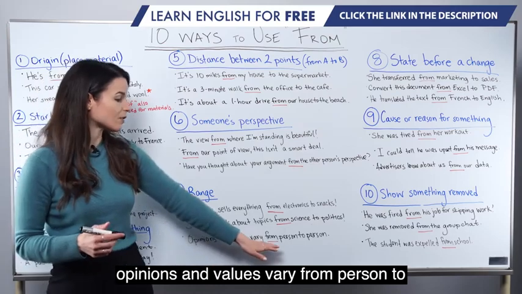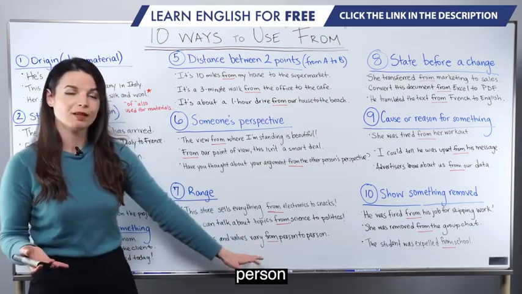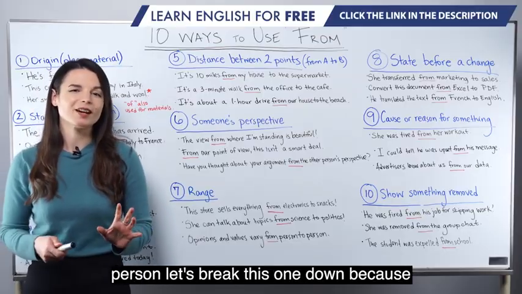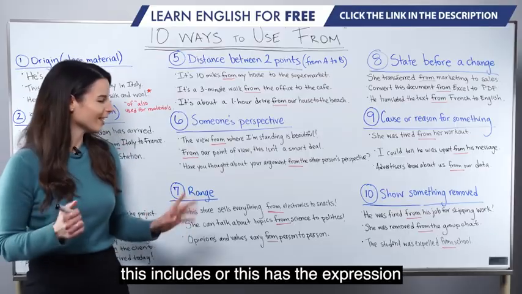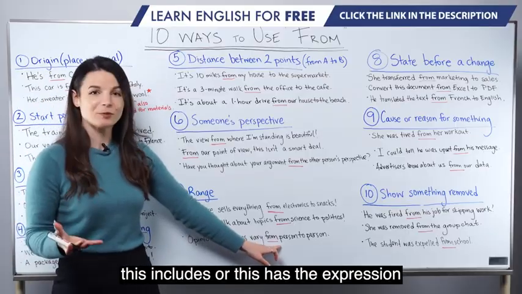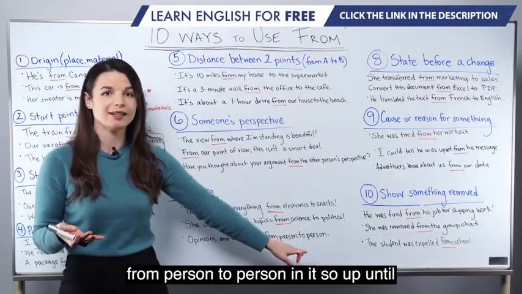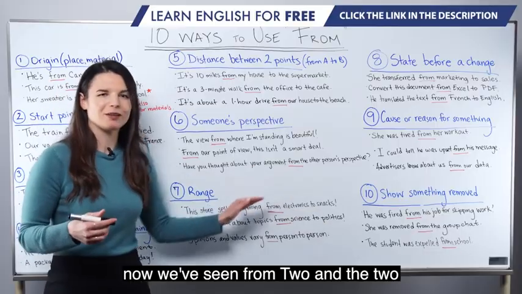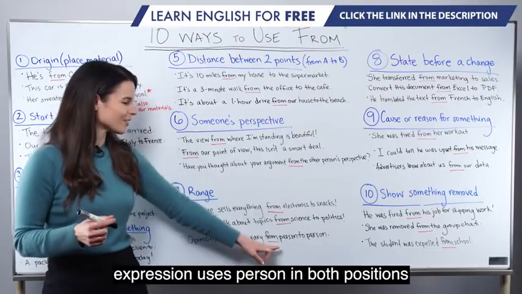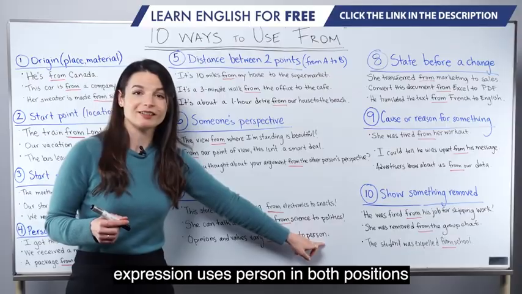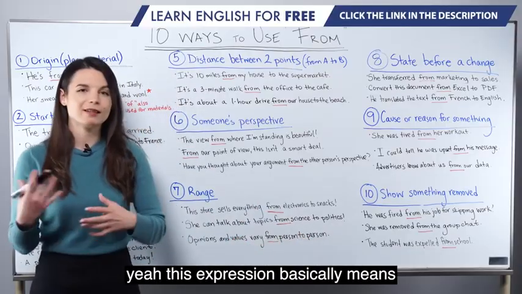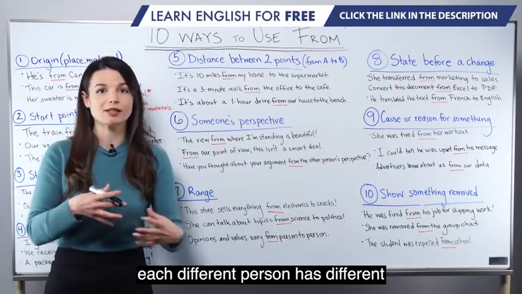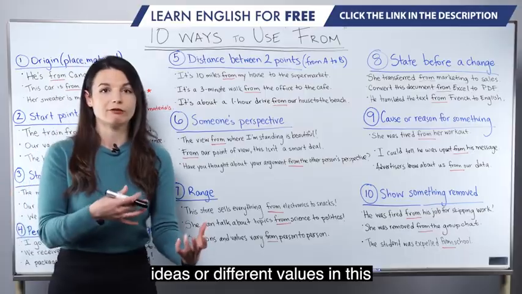Opinions and values vary from person to person. Let's break this one down because I wanted to include this for a reason. This has the expression from person to person in it. So up until now, we've seen from-to, and the two things are different, right? But this expression uses person in both positions, yeah? This expression basically means each different person has different ideas or different values.